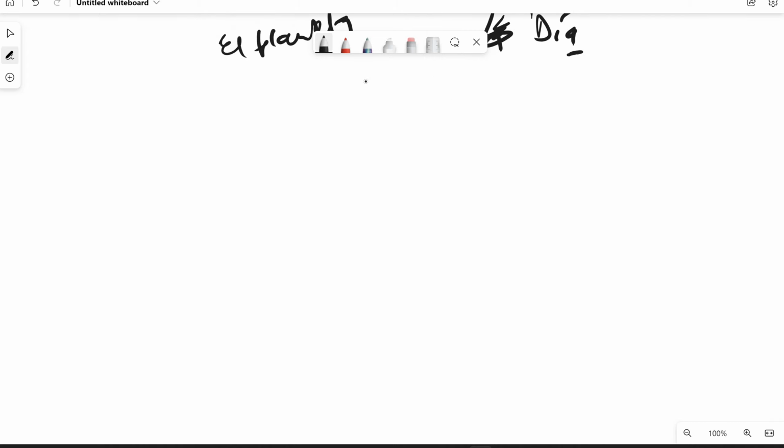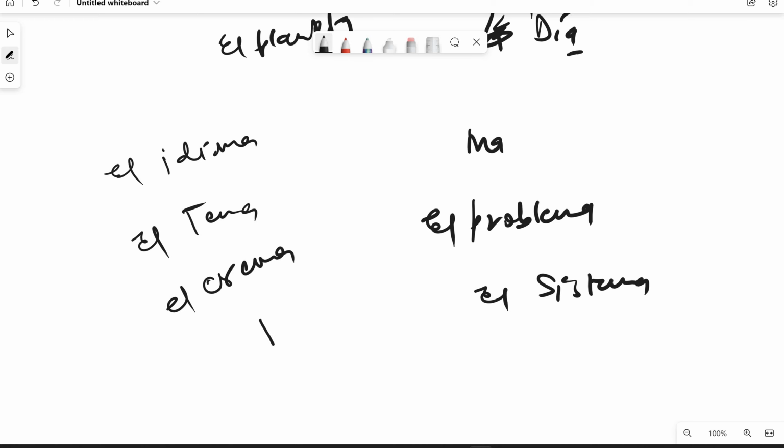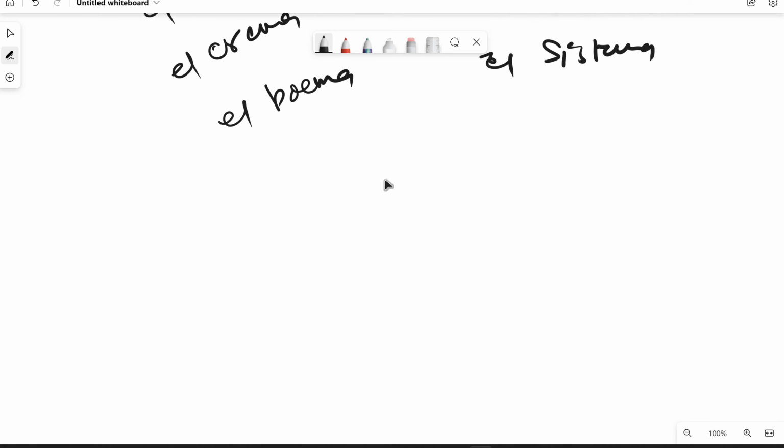You have to be careful with -ma ending nouns. They are masculine. So problema, el problema. Sistema, el sistema. Idioma, el idioma. Tema, el tema. Crema, la crema. Poema, el poema. So this is all you need to know about the genders of the noun. You just need to be careful with the exceptions.